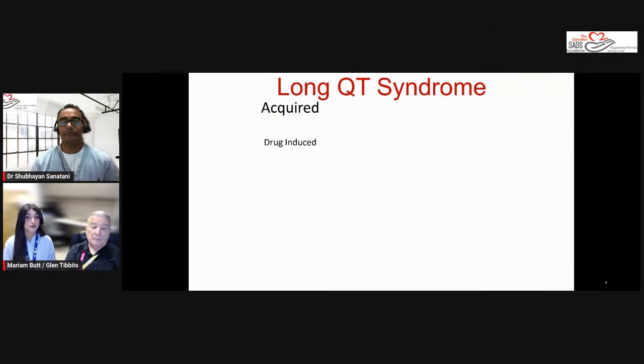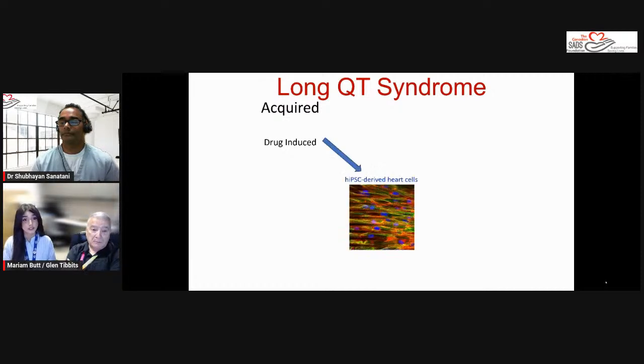So if I use the example of long QT syndrome, we can have acquired long QT syndrome. Now, this is drug-induced. Not so common because there's much more strict testing by drug manufacturers to see whether a certain drug will cause long QT syndrome. But in order to test this, we use the iPSCs, we provide the drug, and in our iPSC-derived heart cells, we can see whether this causes an arrhythmia.